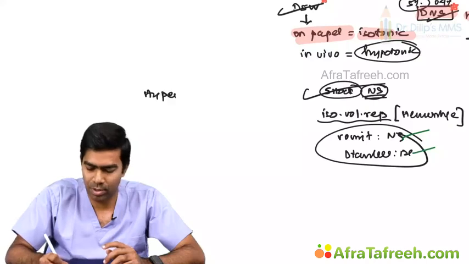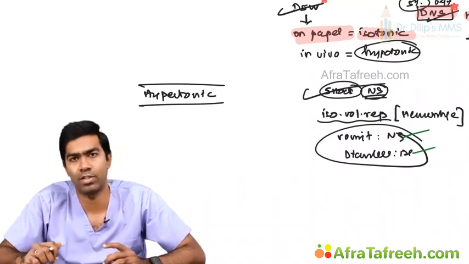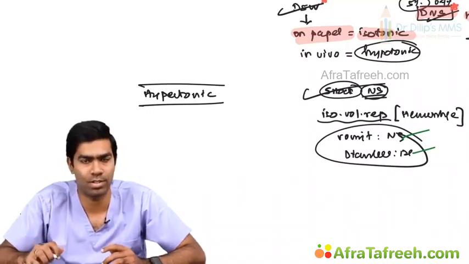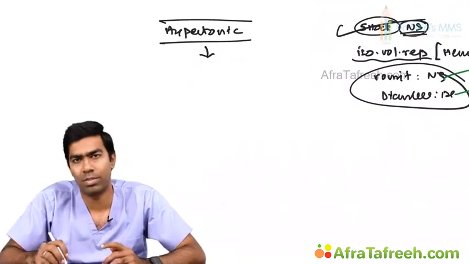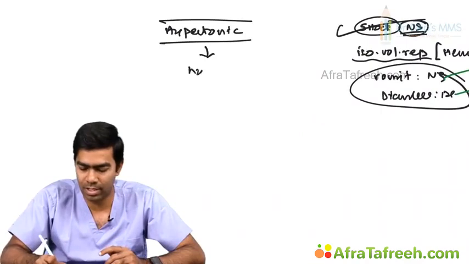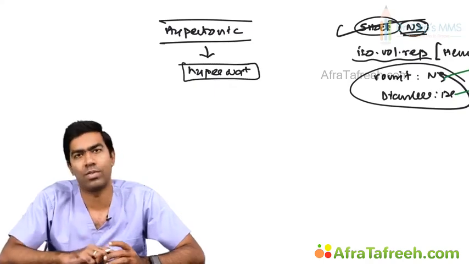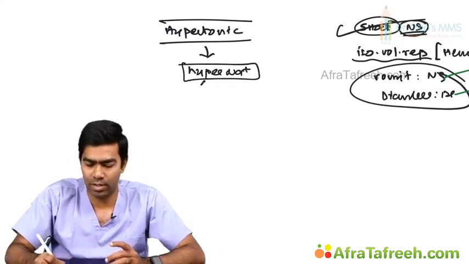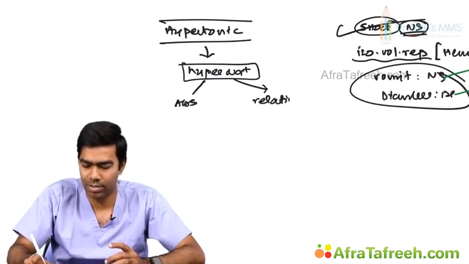Hypotonic solutions are used in hypertonic states, obviously. In hypertonic states, you have to bring the tonicity of the plasma back to isotonic level, so you use hypotonic solutions here. For what purposes? Hypertonic means especially hypernatremia. In hypernatremic states you can use them. Either you can get absolute hypernatremia or even relative hypernatremia.